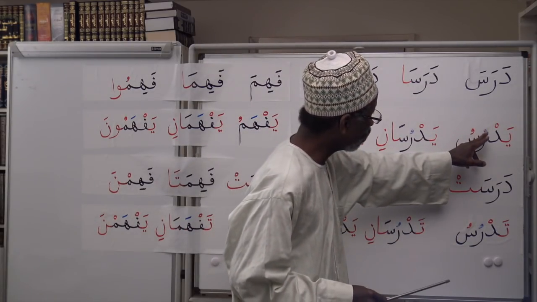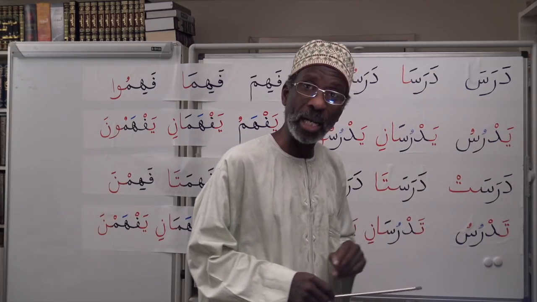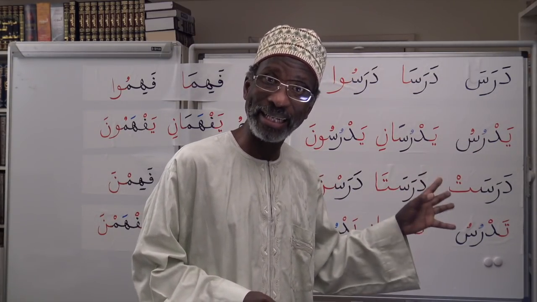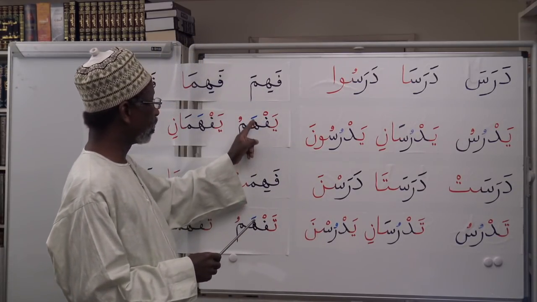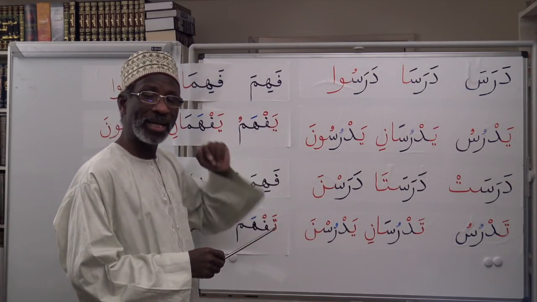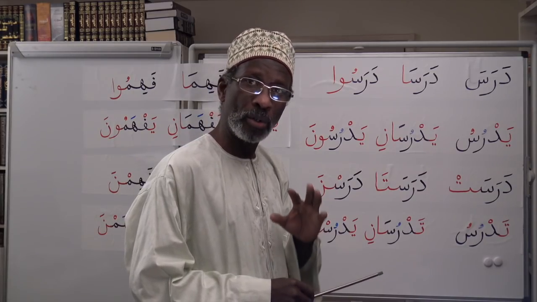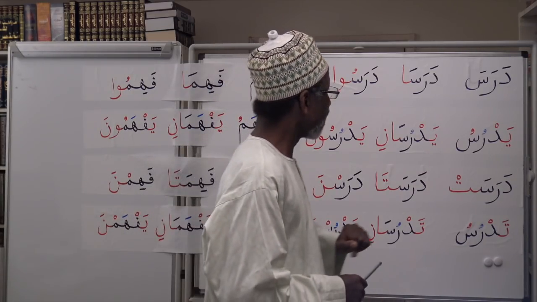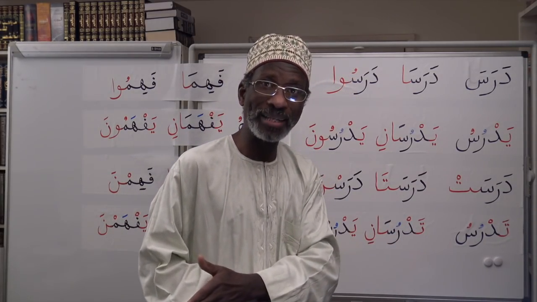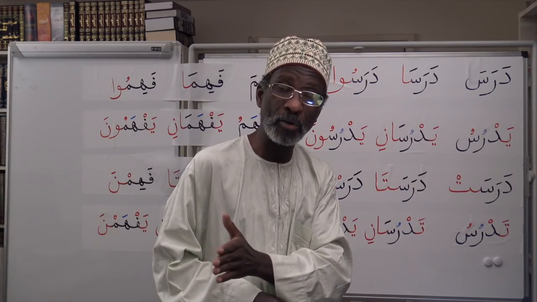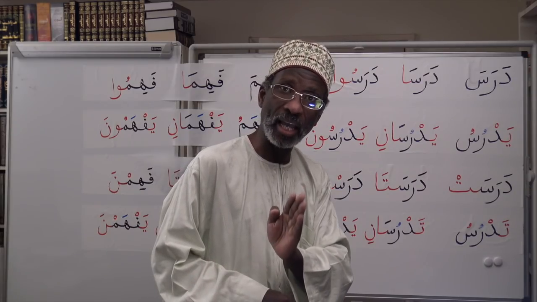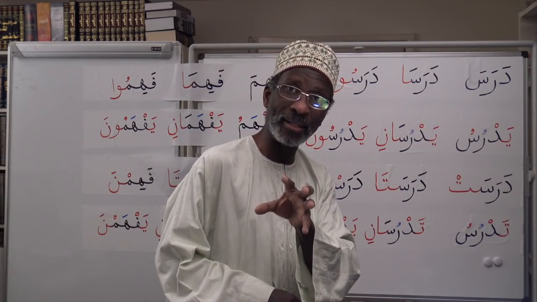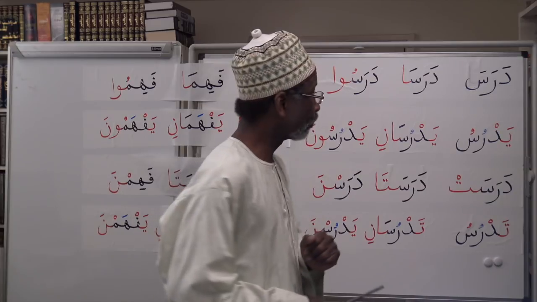That's why I put that one in a slightly different color. Yadrusu in this case. There are some verbs like this one, fahima becomes yafhamu. So the second root here is carrying fatha. So that needs to be given to you. Now you will see that I've done that in book 3. At the back of the page, I have the collection of the verbs used in the book, and I gave it to you in he did and he does form.